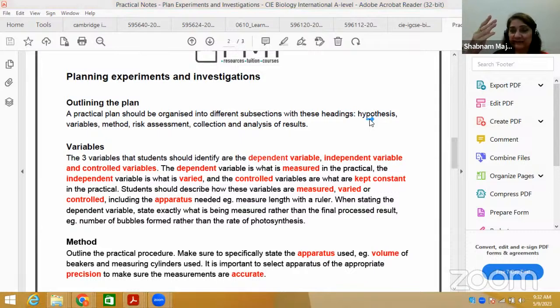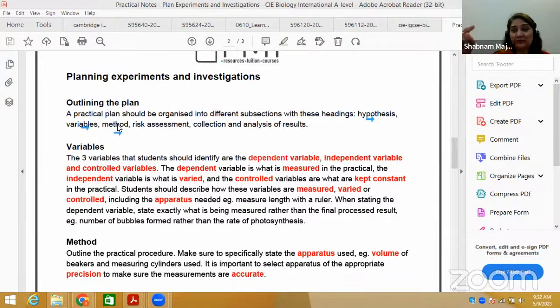Heading number one, hypothesis. A hypothesis is a scientific prediction or statement. It can be true, it can be false, it depends; you have to prove it. Then there are variables, which I've already mentioned. Variables are the factors: independent variable, dependent variable, then controlled variables, which I'm going to discuss in the second paragraph. Then you have to talk about the method, which is also very important.